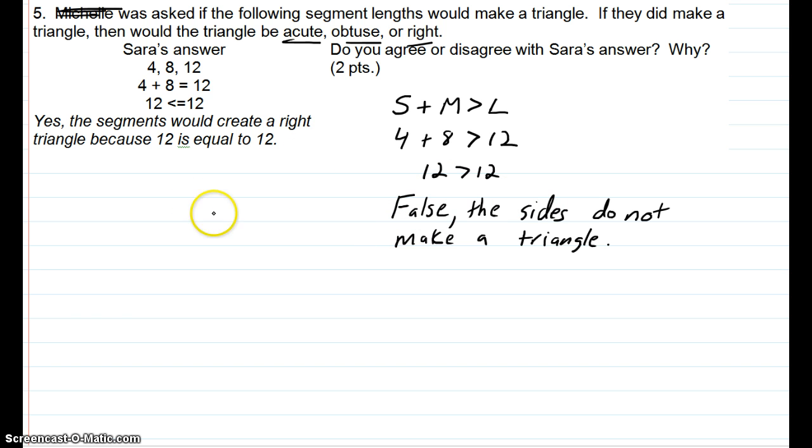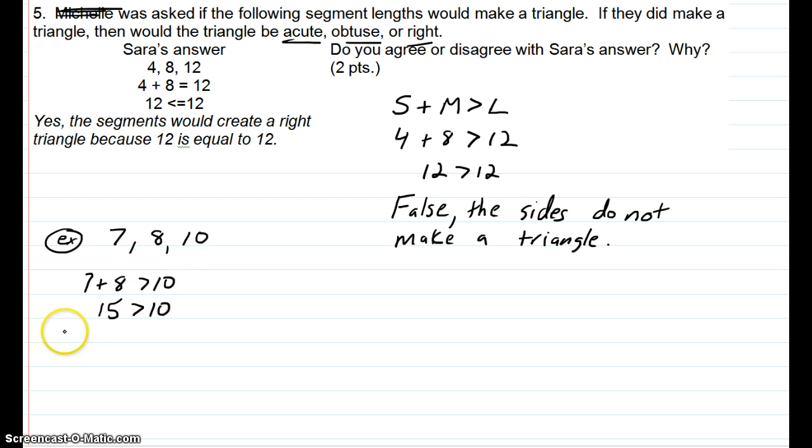So let's look at a different example. Let's say the sides were 7, 8, and 10. So would this make a triangle? We would do the same thing, 7 plus 8, and then we would compare it to 10. And this one does make a triangle because 15 is greater than 10. So we would say yes, it is a triangle.